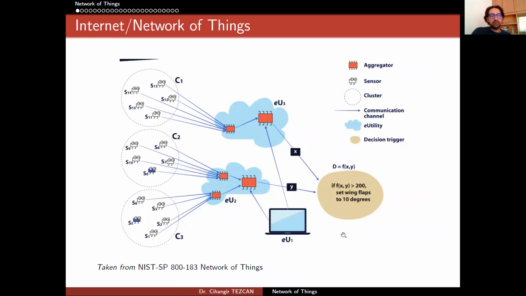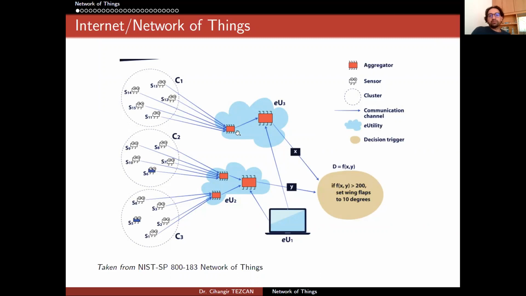This picture is also taken from that document. At the Internet of Things, we work with data. This data mainly comes from sensors. So we have a lot of sensors in this picture, and sometimes the number is huge. So it is better to cluster them. This is why we have clusters of sensors, and these clusters send their data to some aggregator.